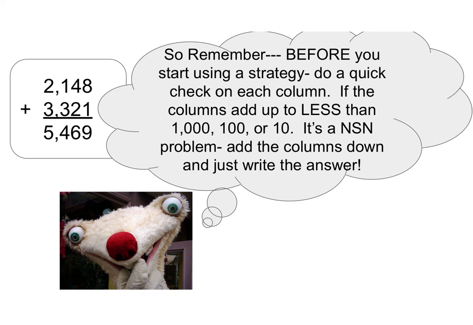So remember, do a quick check. Notice this problem is in the thousands, and you might think it's hard, but it's actually an NSN because all your columns are less than 10 or less than 100 or less than 1,000. So you can just add 2,148 plus 3,321 and get 5,469. Before you start doing all the work with all the other strategies we've practiced, always check to make sure it's an NSN. It's much easier.